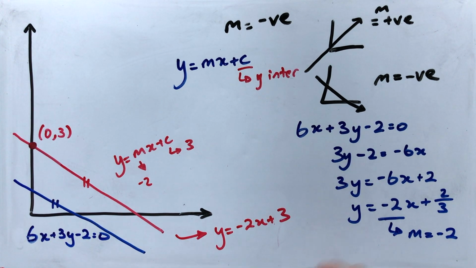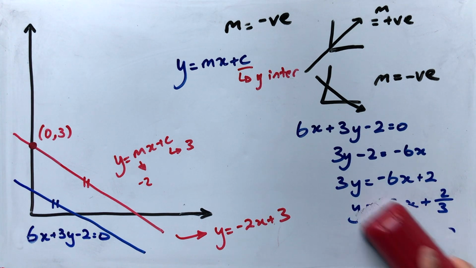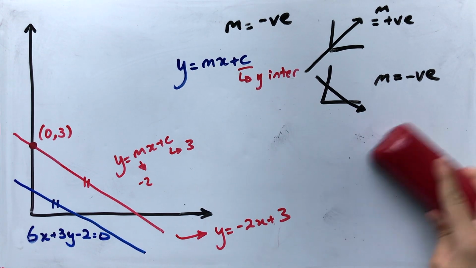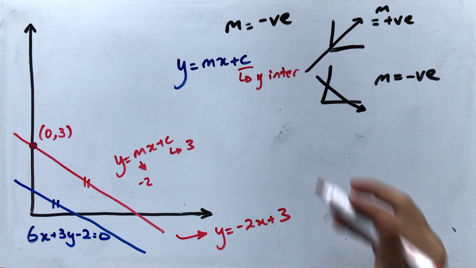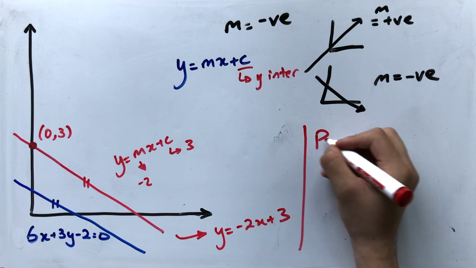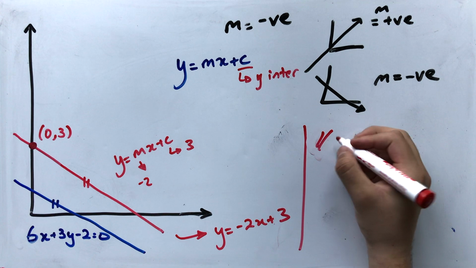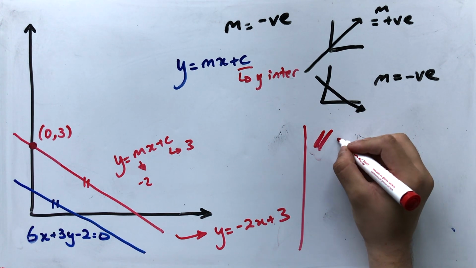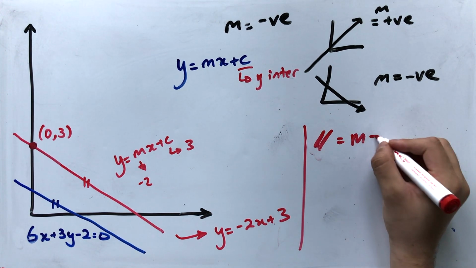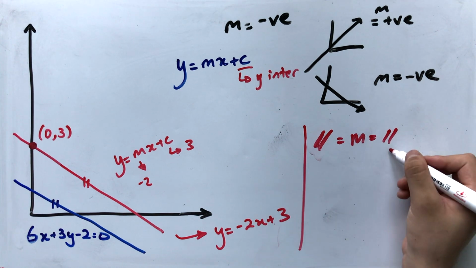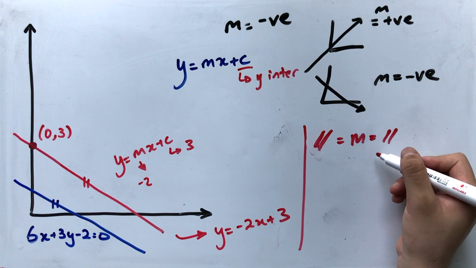So what do we learn from this? We learned that parallel lines always have the same gradient. Okay, so I'll just write that. Parallel lines, so we'll actually write it like this. This means parallel lines have the same gradient. So their gradients are equal. Okay, the gradient of two parallel lines is always equal.